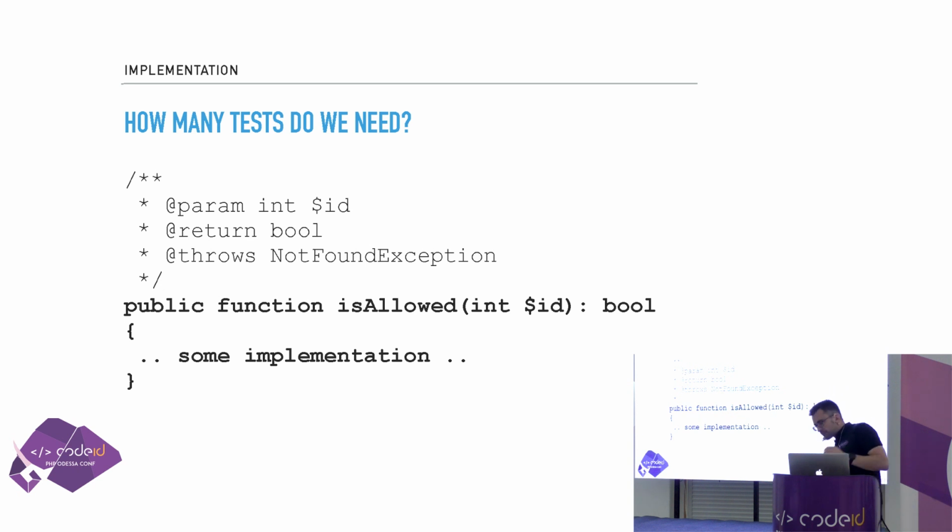I would say, looking at this, we need definitely 3, and we might need more. We can see that is allowed, it returns a Boolean. So we need a test where it returns true, and a test where it returns false. And also, if I look at the doc block, I can see that it throws an exception. So I'd need to do something that made that exception get thrown. So I'd say we definitely need 3 tests, but if I had more context about what's going on, I'd probably need a lot more than that as well.